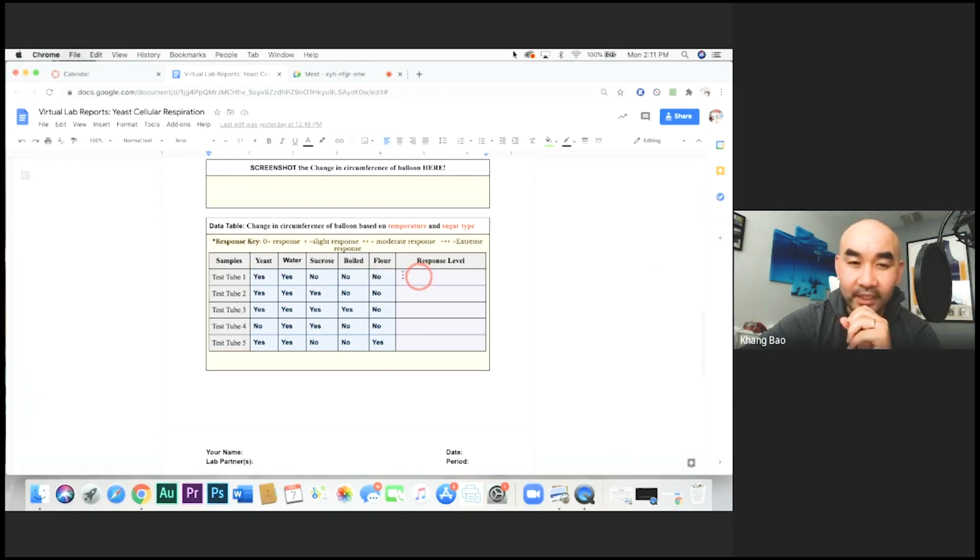I need you to tell me, does the balloon circumference have no response, I mean not inflated? Is it slightly responding compared to the rest? Is it moderately responding? Or is it extremely responding, humongous, compared to the rest? And I want you to fill out the data here.